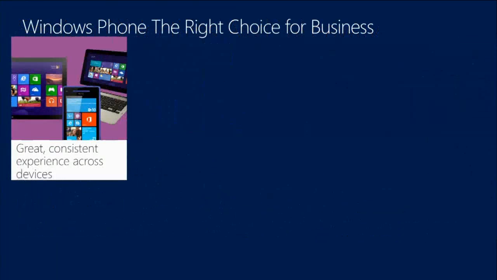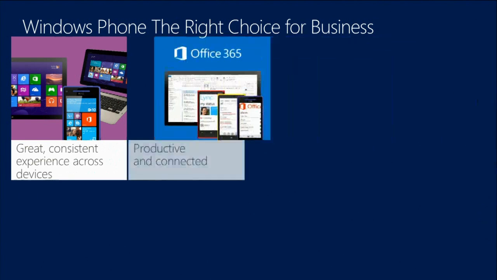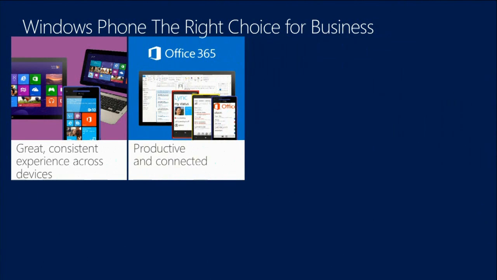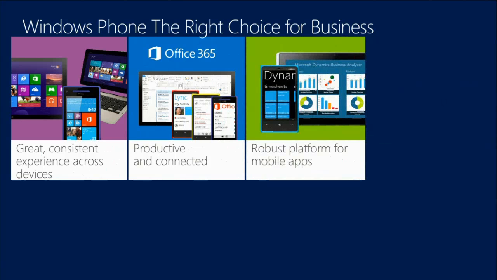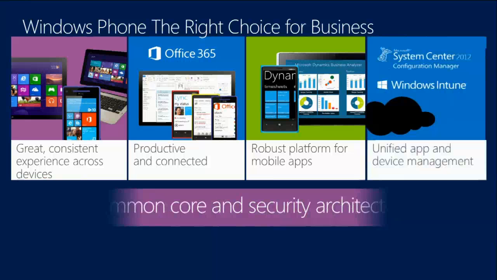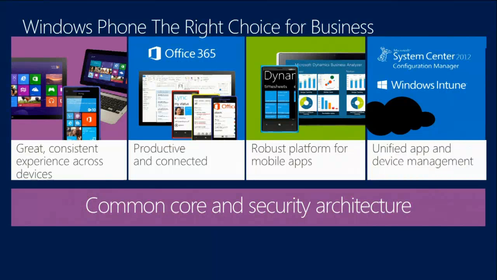Now, the theme for this TechEd is that Windows Phone is the right choice for business. Some of these features like NFC are supported across tablets and phones. We've got great support for Office 365. But this is really where this talk fits, about being a robust platform for mobile apps. We've got great support for networking, so this is what I'm focusing on in this talk. And of course, we've got a good device management story.